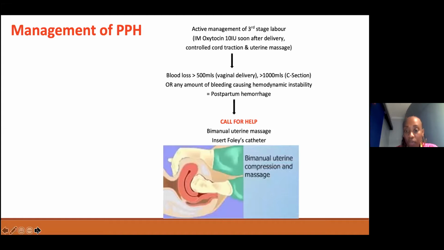As I mentioned, call for help. Do the bimanual uterine massage. I've put a diagram there so that we understand what that is, because there's just the uterine massage, which is on the abdomen, just rubbing the uterus on the abdomen. But when you're doing a bimanual compression and massage, your whole fist of your right hand goes in. I think one, two, if you have a big hand. And I think on labor wards, guys who have small hands are kind of known, so we sometimes just ask the one with the smaller hand to go in.